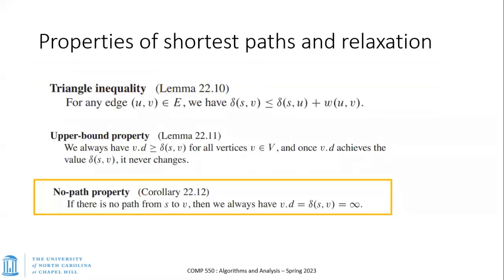And you have another property, which is called the no path property, again kind of an obvious, trivial thing, which is that in case there is no path from S to V, then the estimates are going to be infinity, and so will the actual shortest path weight, and that's by definition. So if there is no path, then the distance is infinite. And that comes in directly from the initialization.